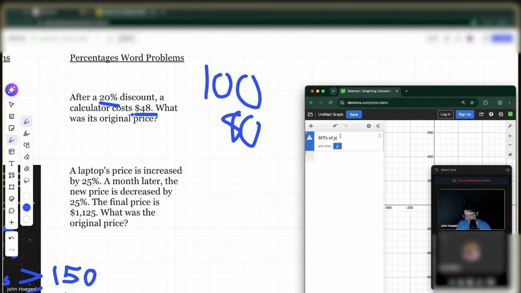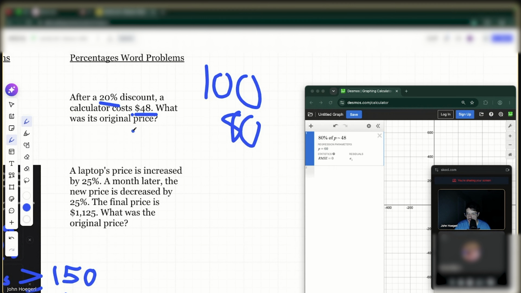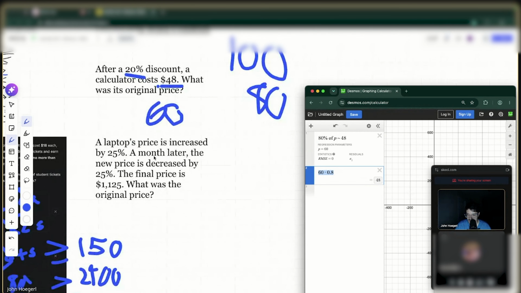So I can just use regression here, 48. So 60. 60 must be the answer. The original price must be 60 here. If I'm confused about this, I want to just make sure I can say 60 times 0.8, and yep, that equals 48. So yeah, pretty simple stuff there.